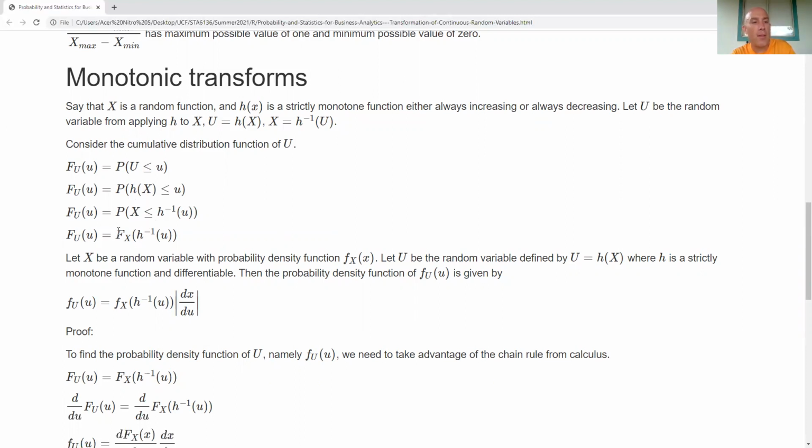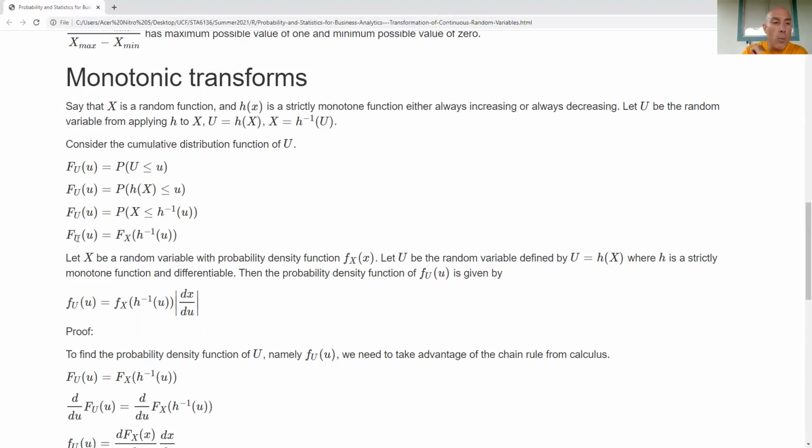And so I can see that the cumulative density function of u is equal to the cumulative density function of x, but on the inside, I put the inverse of the value that I'm concerned with for u. Okay, so this right here gives me the ability to go back and forth between cumulative distribution functions for an original variable and a variable that comes from a transformation. Now, let's see if we can modify this.